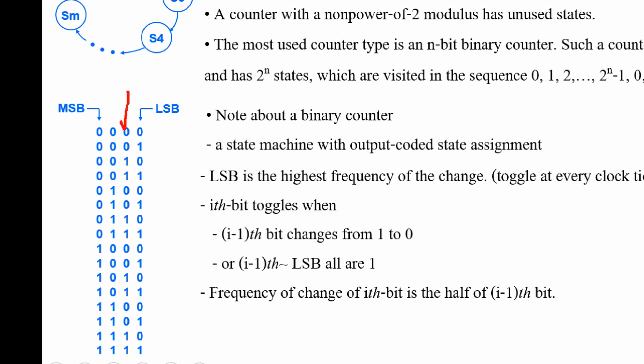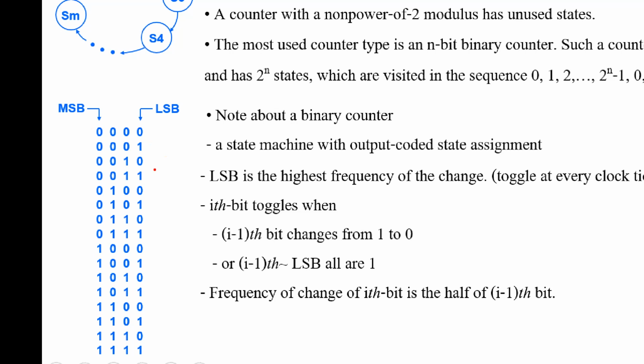And how about this digit? For this digit, 1, 2, change, 1, 2, change, right? It changes for every 2 clock ticks. It toggles for every 2 clock ticks. How about this one? 1, 2, 3, 4, change. It's toggle for every 4 clock ticks. Okay? And so on.